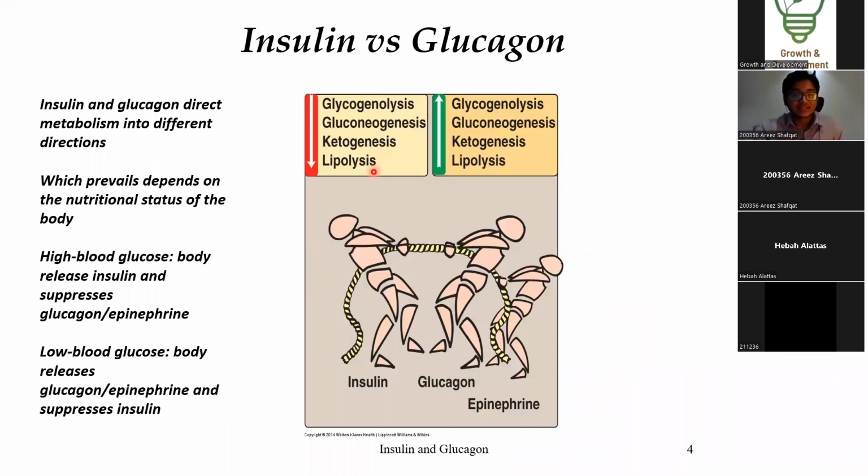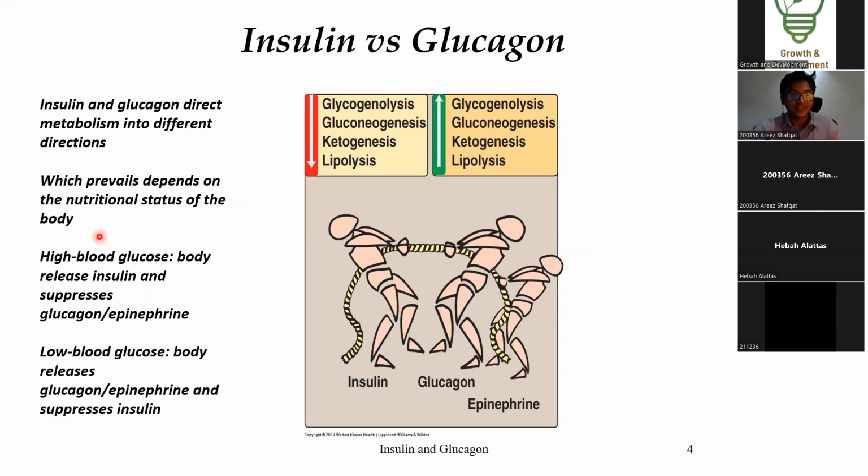Basically, this is just a summary slide of what we discussed. Insulin is pulling the body's metabolism in a direction of glucose or energy storage. So it's decreasing glycogen breakdown, it's decreasing glycogen production, glucose production, it's decreasing fatty acid breakdown. Glucagon and epinephrine are pushing the body in a pathway of energy production. So they're producing glucose, they're breaking down fatty acids.